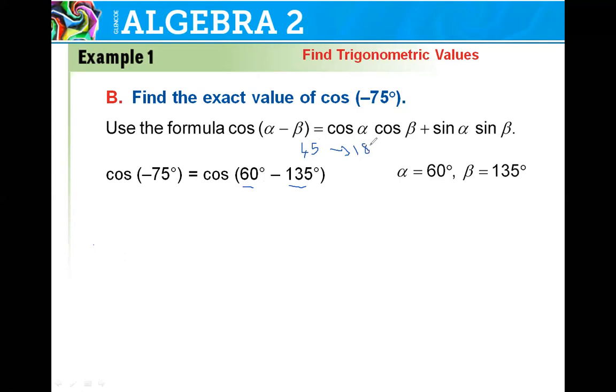How do you get it? I get it from 180 minus 45 to get 135. So these are your angles. So now we will complete. State the rule: cosine of 60 minus 135 will be?